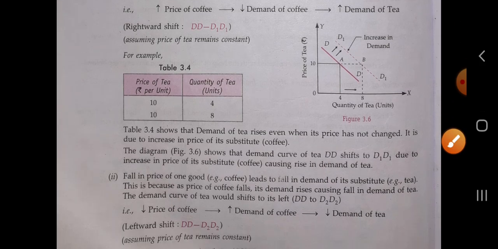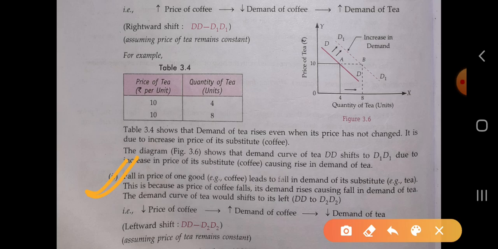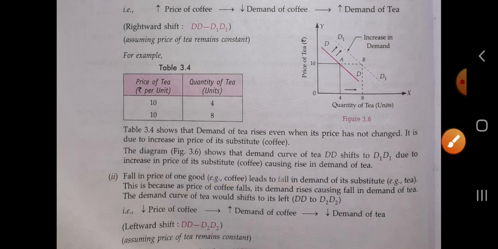So the next condition is when the price falls. When the price of one good falls, it leads to a fall in the demand for its substitute goods. Okay, we have taken that a fall in the price of one good leads to a fall in the demand of its substitute goods. This is because as the price of coffee falls, its demand rises. Okay, see what will happen: it says that as soon as the price of coffee falls, there is a fall in demand of the substitute good, the demand for tea.